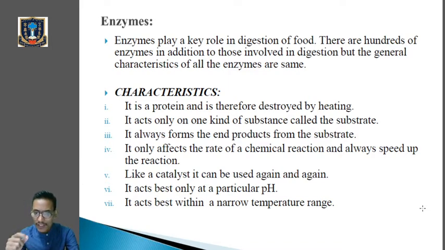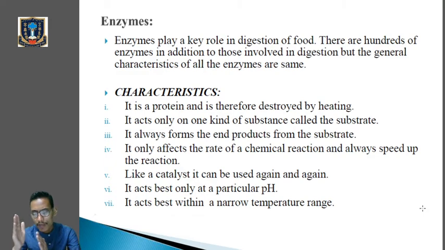It only affects the rate of a chemical reaction and always speeds up the reaction. Like a catalyst, it can be used again and again. It cannot be destroyed. It acts only at a particular pH, that is, at a particular degree of acidity or alkalinity. Last one, it acts best within a narrow temperature range, usually between 35 and 40 degrees Celsius, which is also called the optimum temperature.